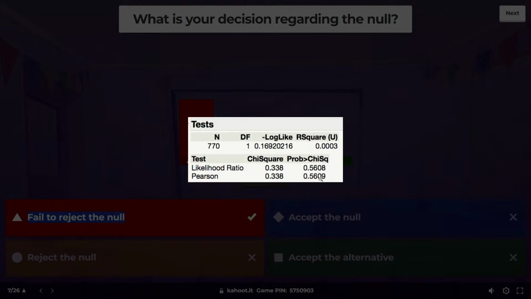And the p-value is right here, prob, because p-values are probabilities. Thank you, Rose, for asking. So prob right there of the Pearson chi-squared test statistic, it's this number 0.5609.